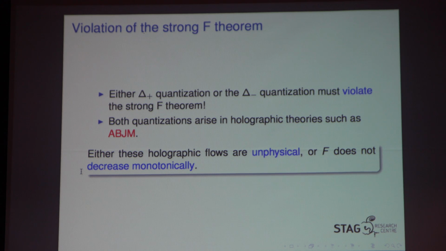So either the delta plus quantization or the delta minus quantization must violate the strong F theorem, and it turns out that it's the higher value of delta that violates it. Now you might say that holographic theories with a top-down realization only have one of the two quantizations. But that's not the case, because your probably favorite example of AdS4/CFT3 is the ABJM theory, the Aharony-Bergman-Jafferis-Maldacena theory, in which both quantizations certainly arise. So in that theory you certainly have operators with dimensions in both ranges. Our conclusion is that either you find a flaw in the logic that makes these holographic flows unphysical, and again I remind you I didn't use anything apart from free massive theories and the standard AdS/CFT dictionary, or F doesn't decrease monotonically.